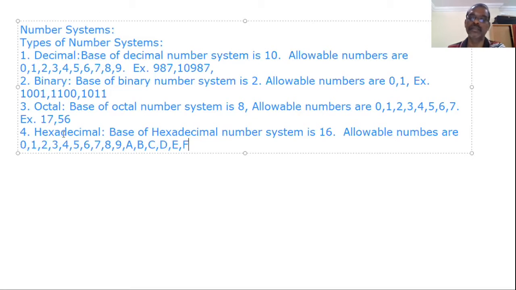Binary, octal, and hexadecimal are used in computers. The base of the binary number system is 2. The allowable digits are only 0 and 1. Anything other than 0 and 1 is not allowed.